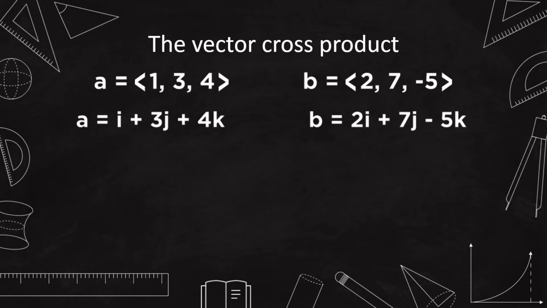Let's take two vectors a and b. a has components 1, 3, 4, which can be expressed as i plus 3j plus 4k, and b has components 2, 7, negative 5, which can be expressed as 2i plus 7j minus 5k.